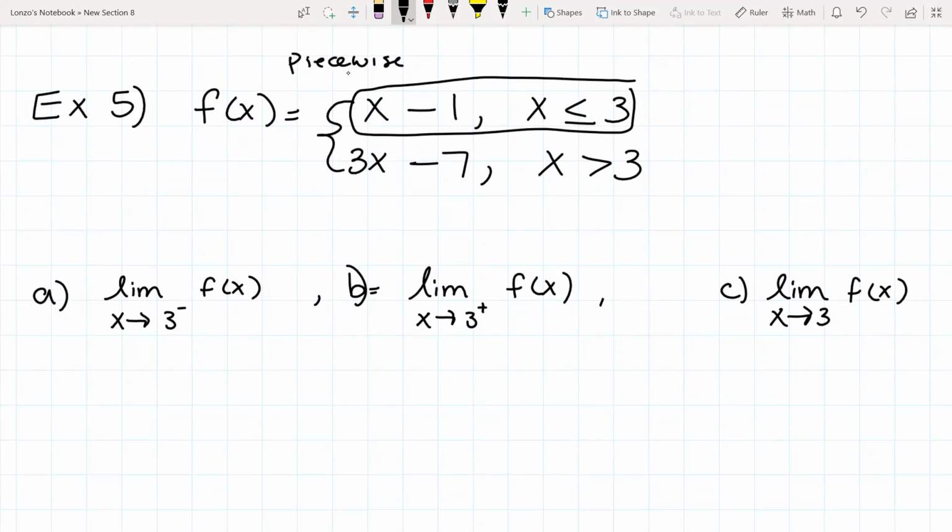So first off, what kind of line is this? They're both linear lines, right? They're like y equals mx plus b. So yes, let's graph it.